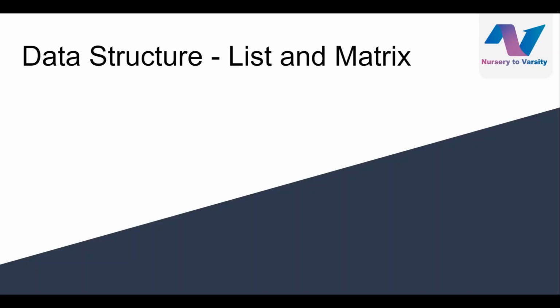In this tutorial we are going to study list and matrix. We have already studied that there are total 6 types of data structures. They are vectors, list, matrix, array, data frames and factors. In this video we are covering list and matrix. Data structure, list and matrix.